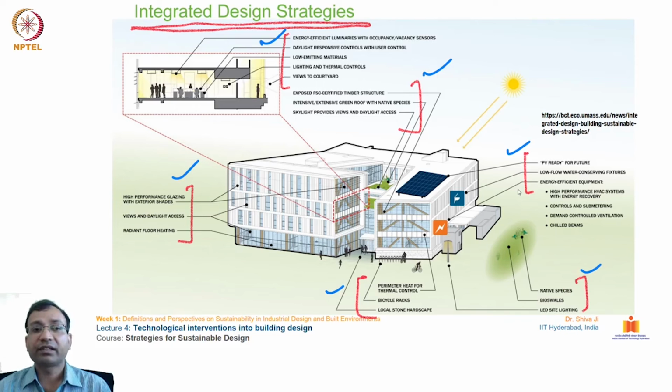So such strategies can be utilized for bringing in efficiency, and of course utilizing photovoltaic solar cells and rainwater harvesting units, and energy efficient equipment. So utilization of these things can be increased as strategic design inputs in the design of these buildings.